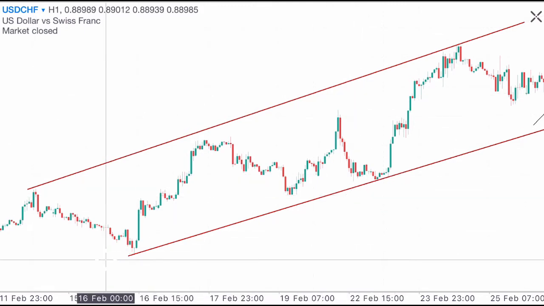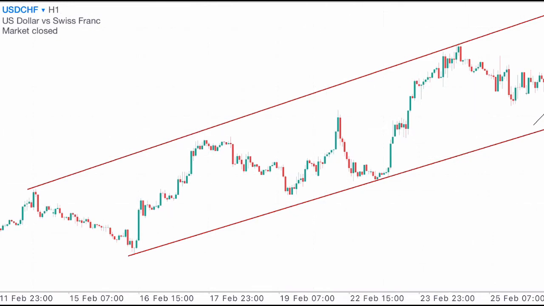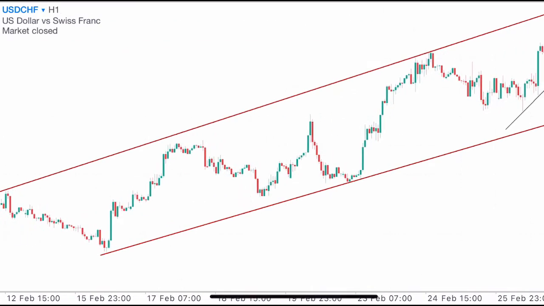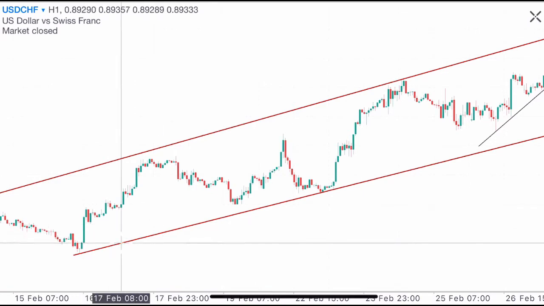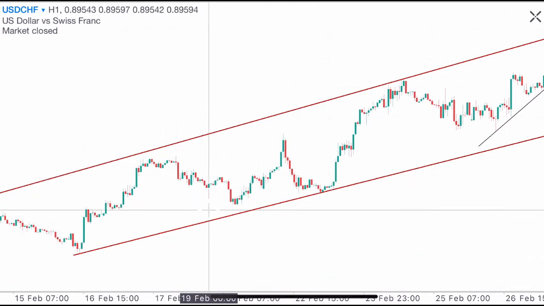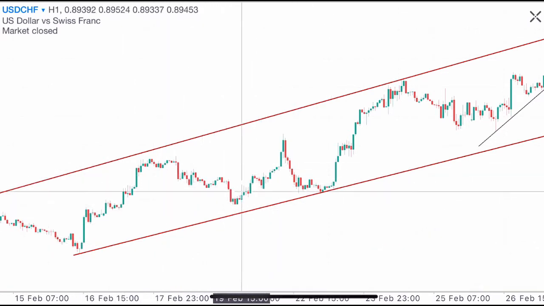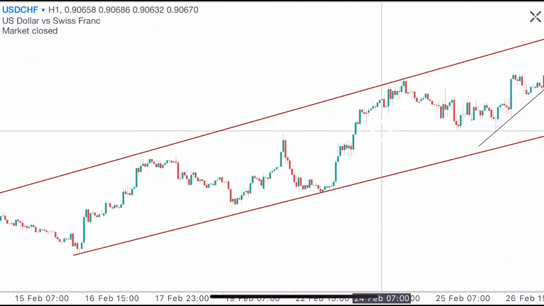Because once I drew such trend lines, I know every time the market moves closer to the trend line, that's basically telling me I'm about to see a turning point somewhere. That's just how it goes, you feel me?